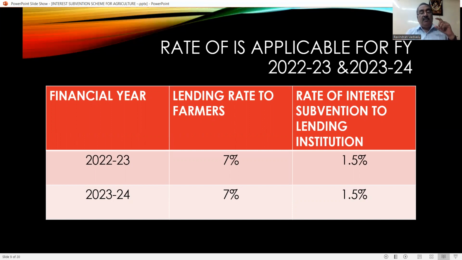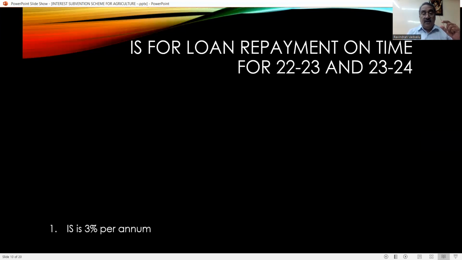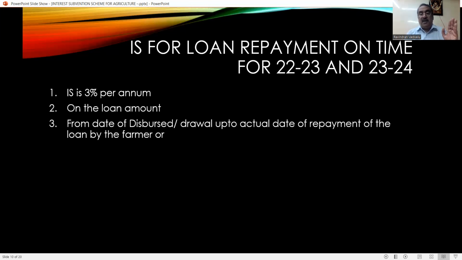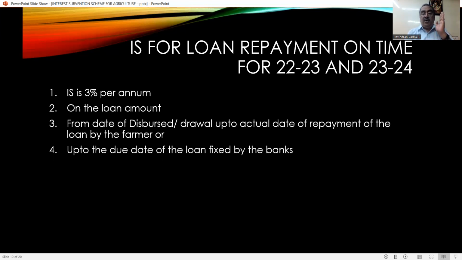This is a thing that you have to bear in mind while you certify the interest subvention certificate. That is, in case the loan repayment is being paid on time, the interest subvention is 3% per annum. As usual, it has to be calculated on the loan amount from the date of disbursal to the actual date of repayment or due date fixed by the bank, whichever is earlier. But the only one condition is, in the previous thing, it is 1.5%, here it is 3%. When they are saying the 3%, that means the loan repayment is being paid on time.